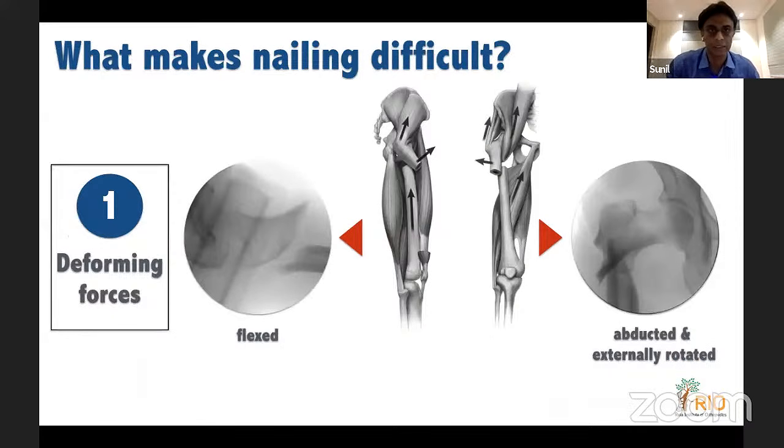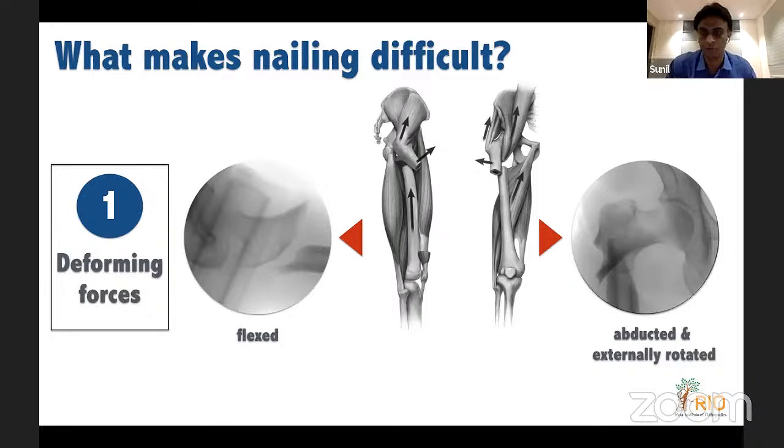malalignments. So if you look at the main points why nailing a subtroch fracture is difficult, one is the deforming forces. You know that the proximal femoral fragment in these fractures will be flexed, abducted, and externally rotated. And this will remain so even when you put the patient on traction most of the times. So you need to go in there, get this fracture fragment reduced before you can start your nailing procedure.